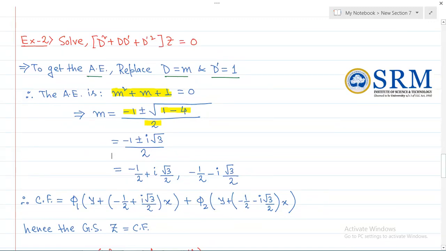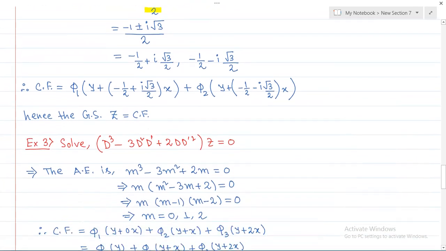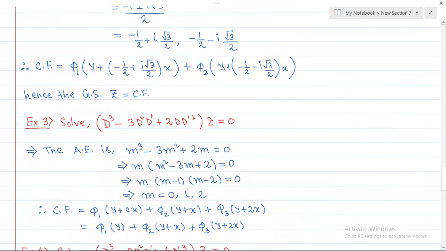So what will be our complementary function? By rule number 1, we have the complementary function CF equal to phi 1 (y plus (minus 1 by 2 plus i root 3 by 2) x) plus phi 2 (y plus (minus 1 by 2 minus i root 3 by 2) x). So the general solution is going to be the complementary function only.